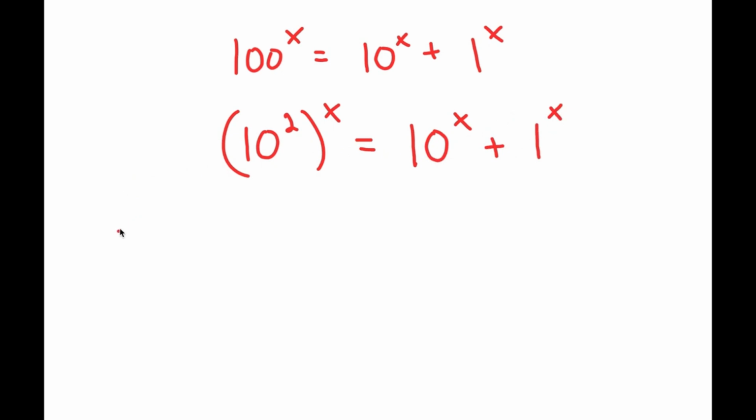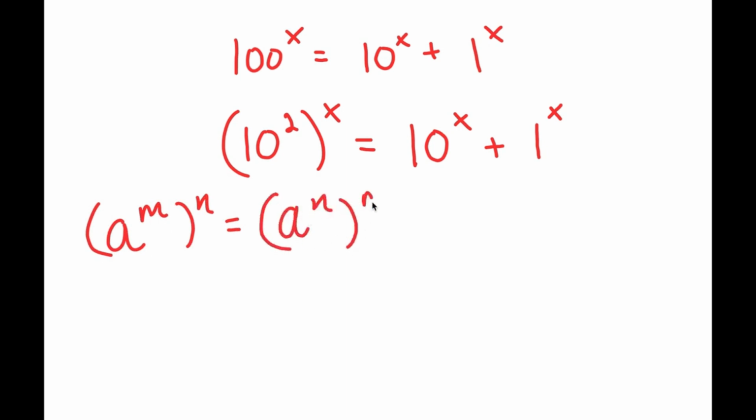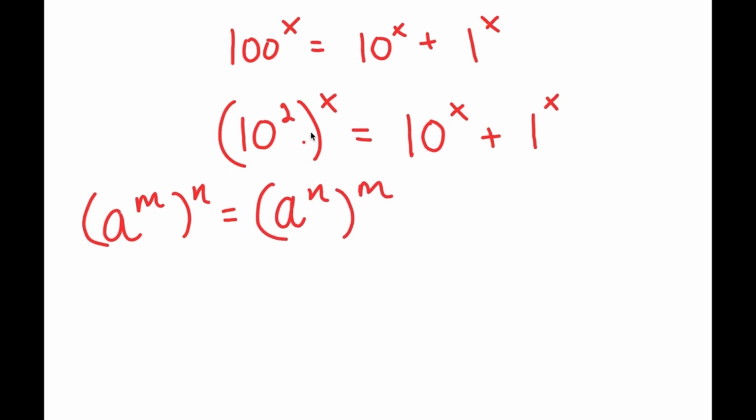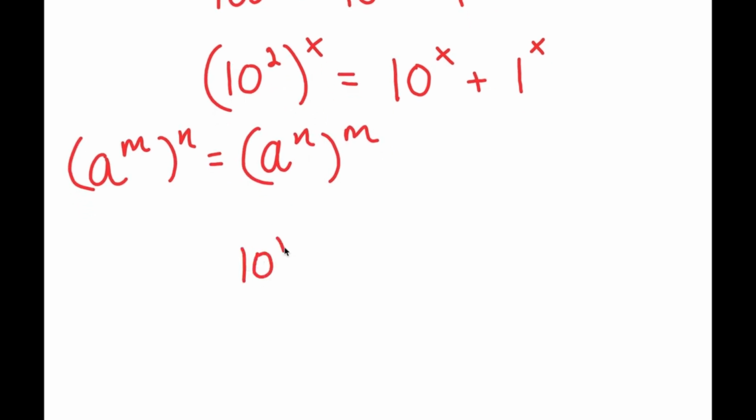Now, if I have something in the form a to the power of m to the power of n, this is equal to a to the power of n to the power of m. So 10 to the power of 2 to the power of x is equal to 10 to the power of x to the power of 2. So now I have 10 to the power of x to the power of 2 is equal to 10 to the power of x plus 1 to the power of x.